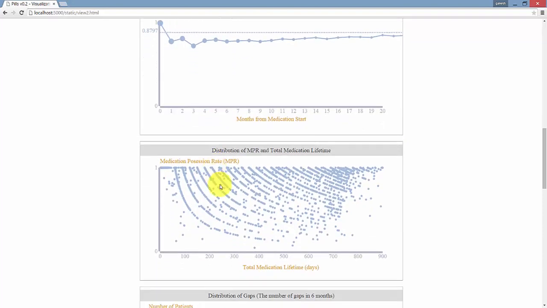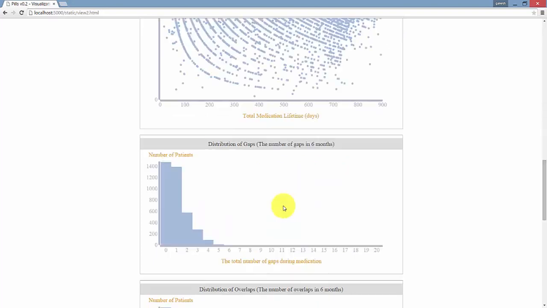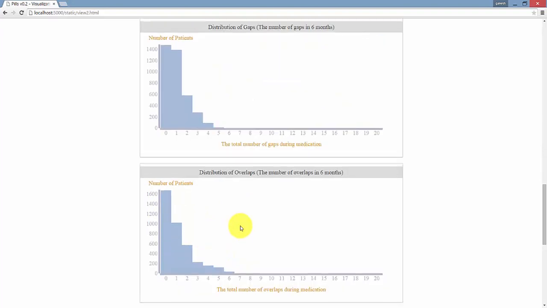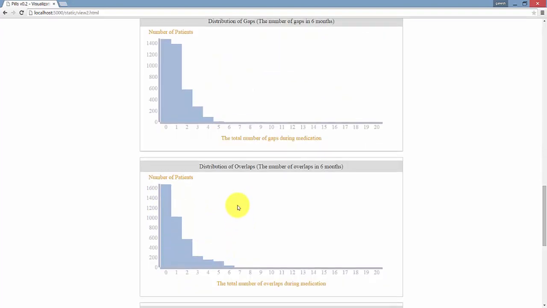And then, this graph shows MPR versus medication lifetime in a scatter plot. Each dot corresponds to a patient. It's a ratio of MPR value to the number of days they were under medication. This graph shows the distribution of gaps versus number of patients. In the same way, this graph shows the distribution of overlap between number of patients and the total number of overlaps during that medication period.